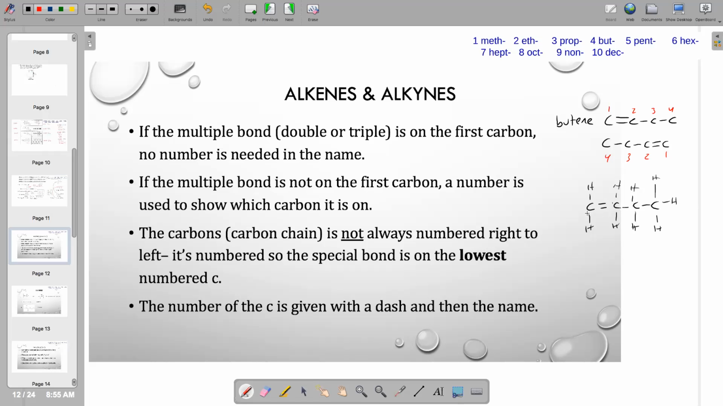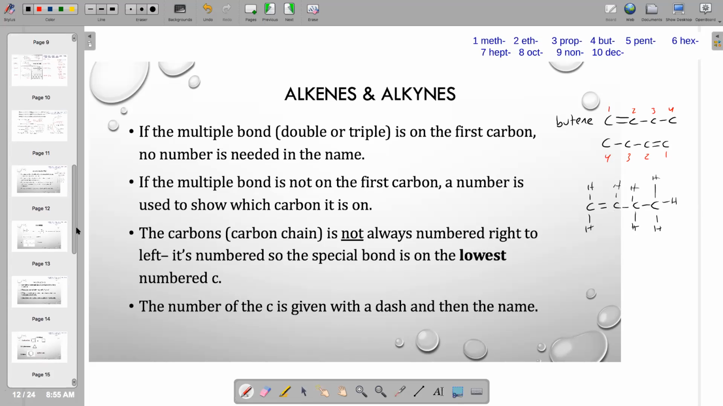Anyway, so this is called butene, and you can also draw it the other way where you've got the double bond on one end and the single on the other end. Let's see. Oops, I had one too many hydrogens. There's only one hydrogen on that carbon. So the number of carbons is given with a dash, and then there's a name. And I'll show you what that means here in just 1 second.